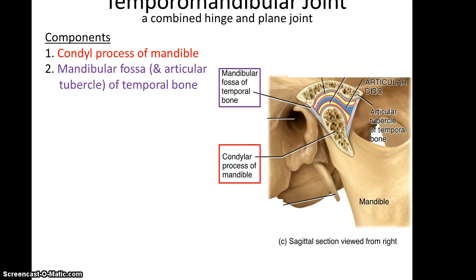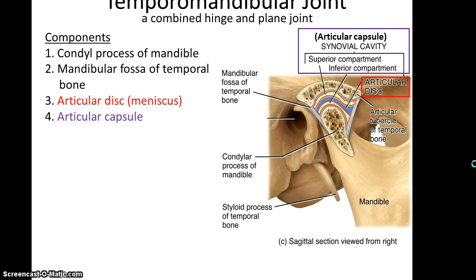So let's start with the jaw joint, or as we like to think of it, the temporomandibular joint, which turns out is a combined hinge and plane joint. Some of the components of the temporomandibular joint: you have the condylar process of the mandible, that is the part of the bone that's attached to the mandible, and then the mandibular fossa of the temporal bone. And these two bones articulate to form this temporomandibular joint.